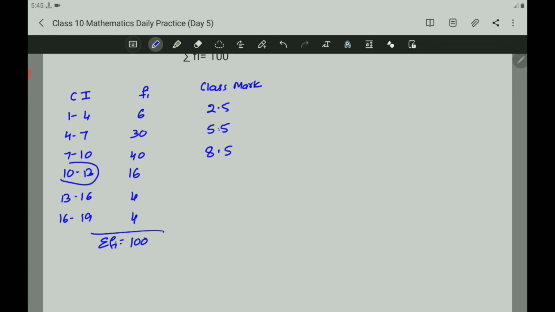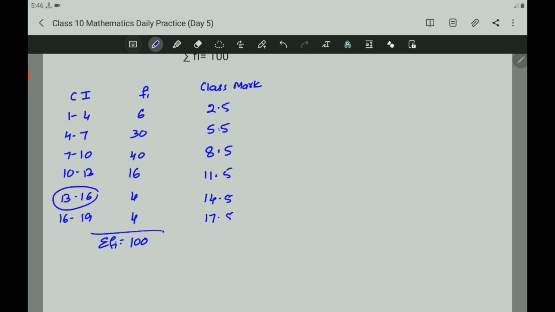Then 10 plus 13 by 2. 10 plus 13 is 23, 23 divided by 2 is 11.5. 13 plus 16 divided by 2. 13 plus 16 is 29, 29 divided by 2 is 14.5. 16 plus 19 whole divided by 2, that is 35. 35 by 2 is 17.5.